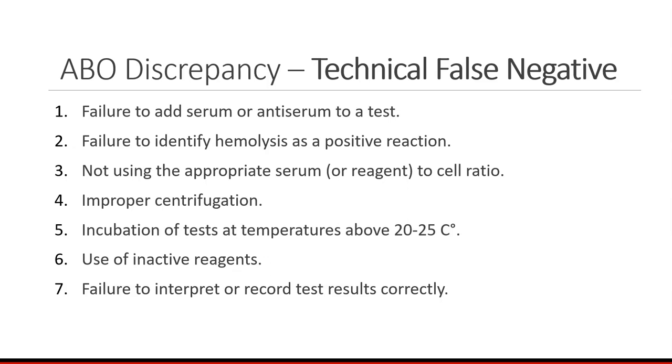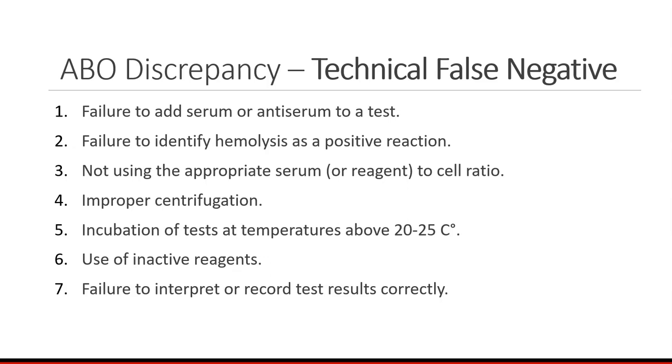So when I say add all the serums, then visually check to make sure every tube has its drops of whatever. Failure to identify hemolysis as a positive reaction. So you added A cells to the tube and you added patient serum to the tubes and you spun it. And when you looked at it, it was all hemolyzed, but there are no cells. Well, maybe you're inclined to call that negative. Wrong. That is a positive. Hemolysis is always a positive reaction.